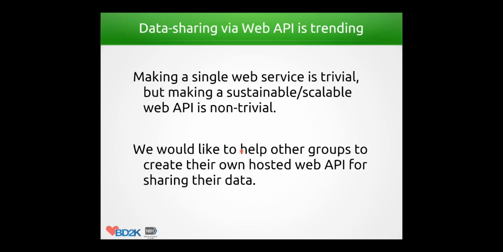One thing we got from the last all hands meeting, especially during the API working group discussion, is that a lot of people want to create a web API right now to share their data. Actually, making a single web API or web service is pretty trivial right now. You can do it even with CGI, or with any web framework you can build upon. But if you really want to make a sustainable, scalable web API, it's actually non-trivial.